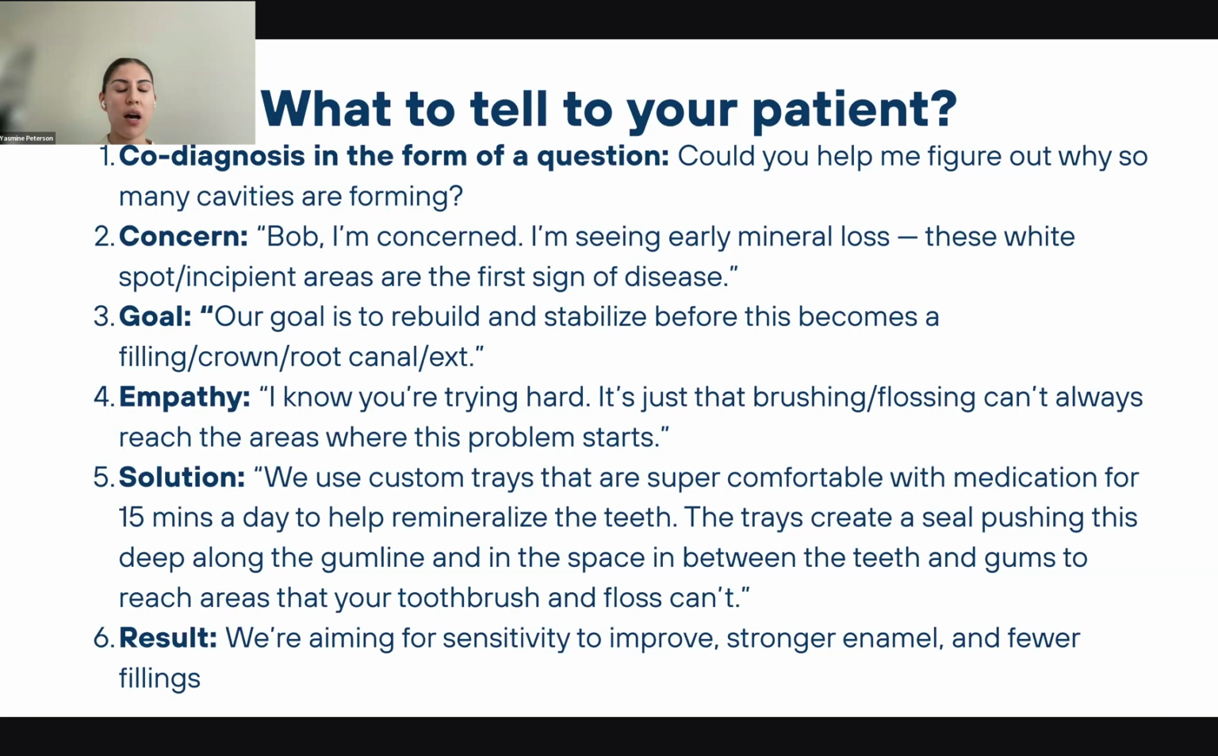And we want to talk about our goal. So our goal is to rebuild and stabilize this before this becomes a problem, something more expensive, such as a filling, crown, root canal, extraction.